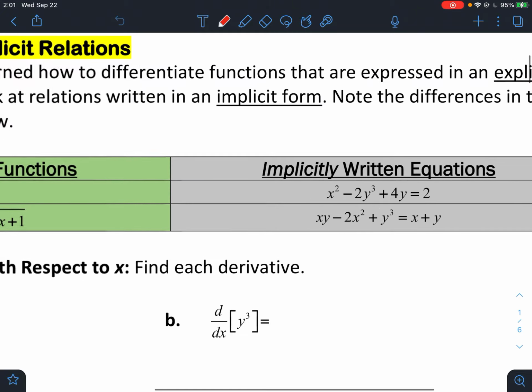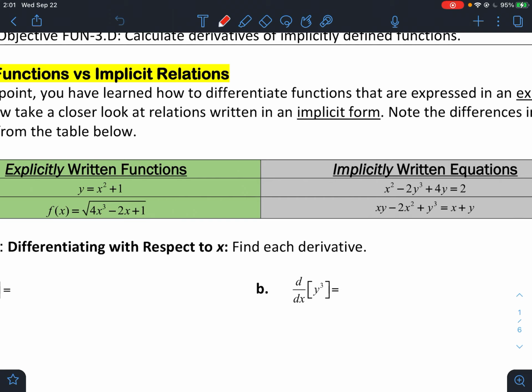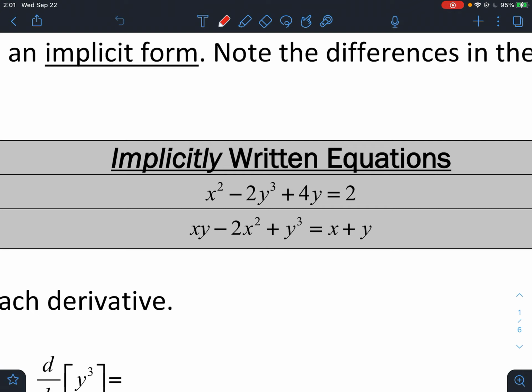What is the difference between the two? In the explicit ones, we have an input, and then we get an output. Right? We put a number in for x, and we get an output y back. Not necessarily true for implicit here. We can't necessarily solve these for y. Sometimes we can, sometimes we can't, but many times we can't solve these for y.